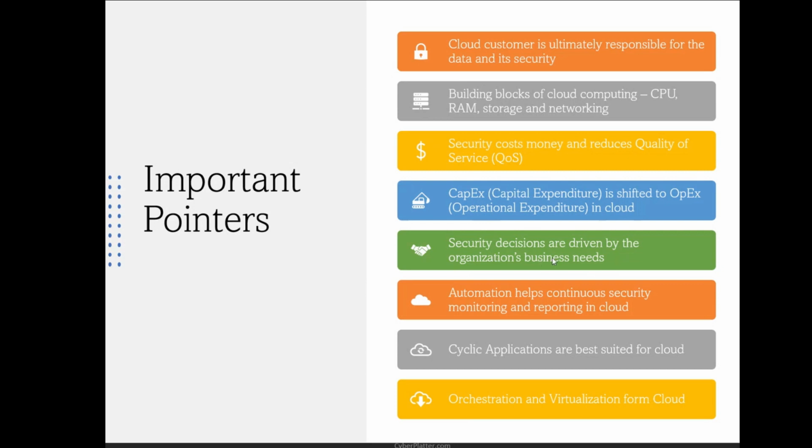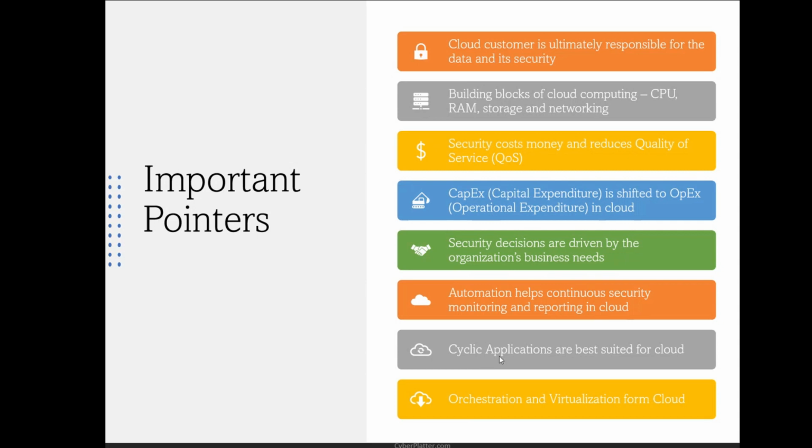Security decisions are always driven by the organization's business needs. It is not the other way around. Business needs are the primary factors to decide the security. Automation helps in continuous monitoring and reporting in cloud. Monitoring includes security monitoring as well.